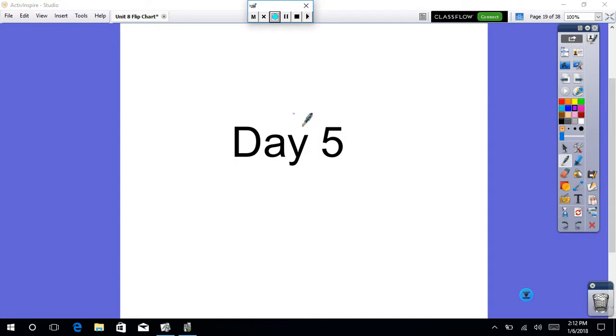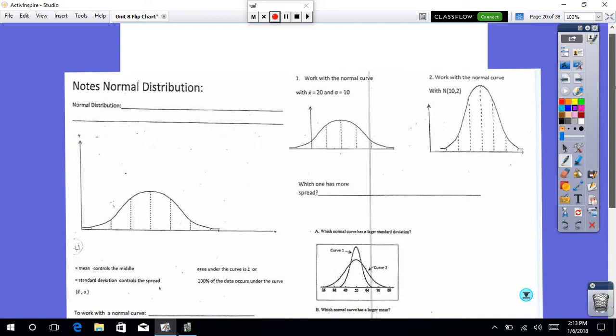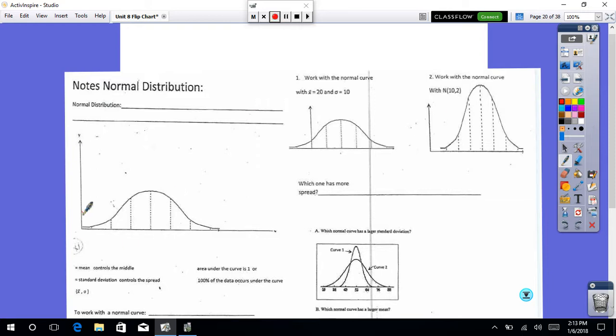Okay, we are moving on again to probably one of my favorite parts of statistics. This is a normal distribution. It is on page 7 in your packet. Y'all just turn the other way, so go ahead and turn your page sideways so you can see it. This is a normal distribution.